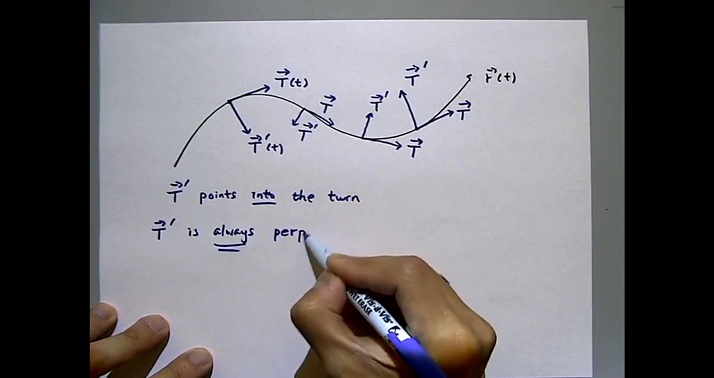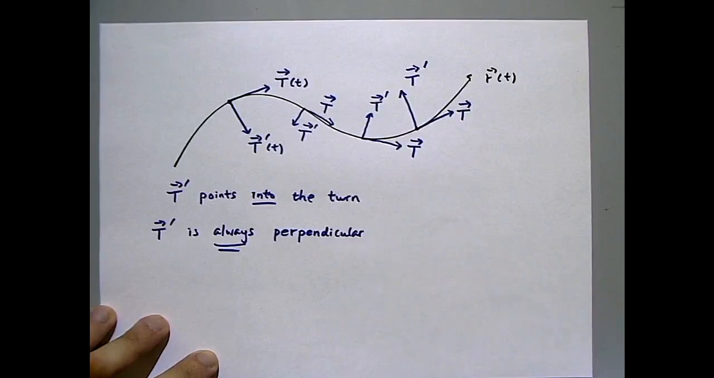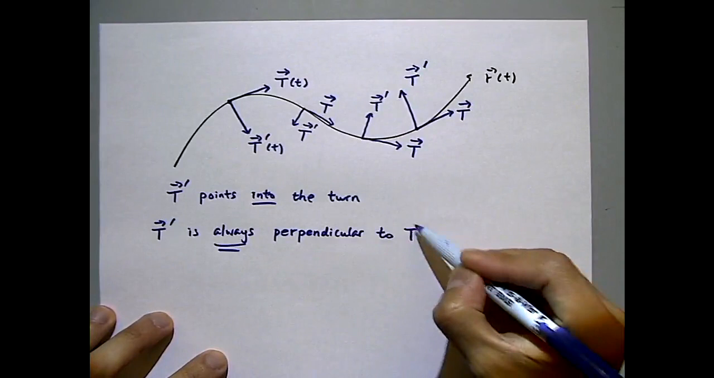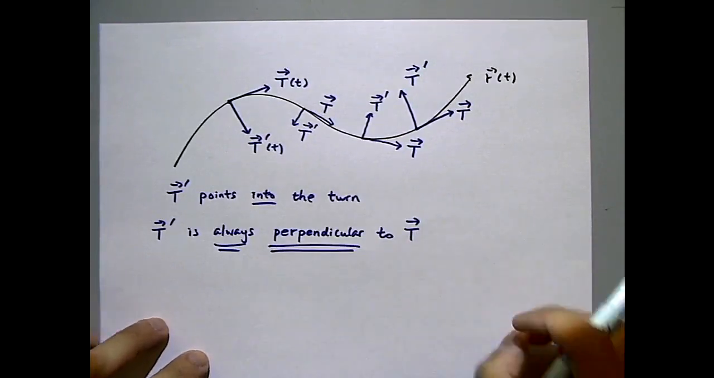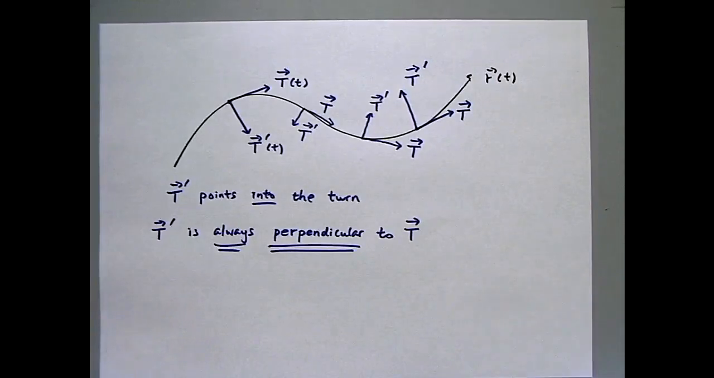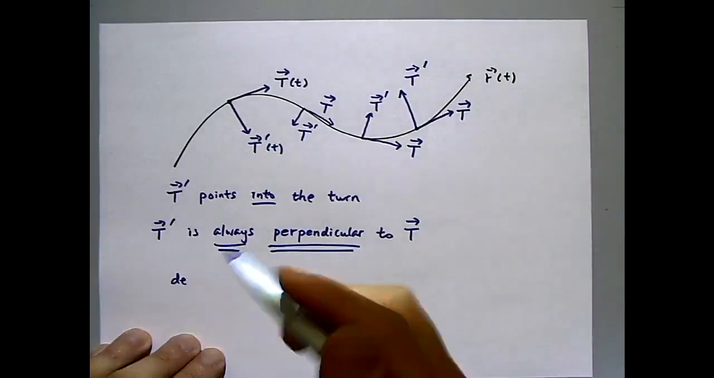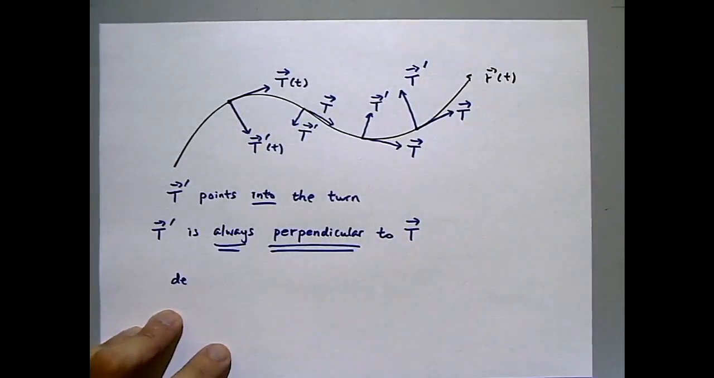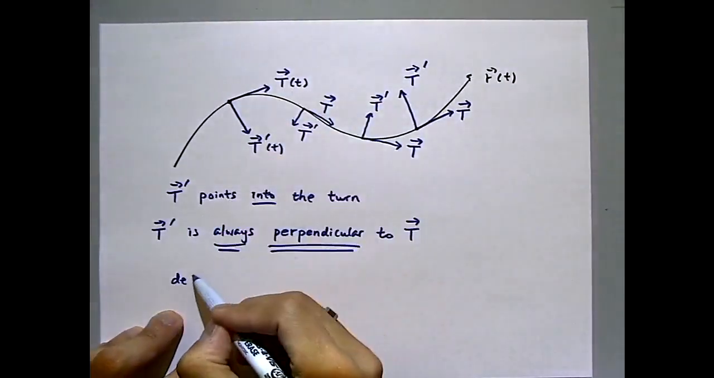perpendicular or orthogonal, perpendicular, which is a shorter word, whatever, to T. But remember, T prime is, in general, not a unit vector. If we're talking about unit vector here, it makes sense. For some applications, it's important to also talk about a unit vector in the T prime direction.